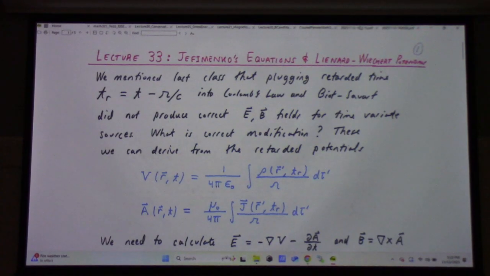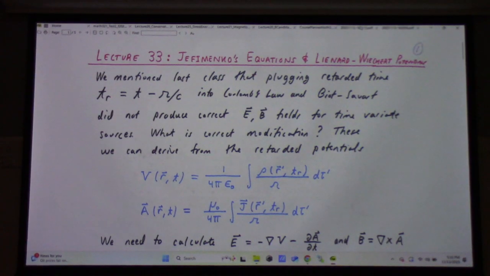This is lecture 33, which is on Jefimenko's equations and the Lienard-Wiechert potentials, which I'm probably saying both of wrong. I don't care. I mean, I care a little bit, but I've got no one to correct me, so what can I do? Oh, yeah, Budaras will correct me. I said Aharonov-Bohm effect wrong, and he corrected me, but you know how he is.